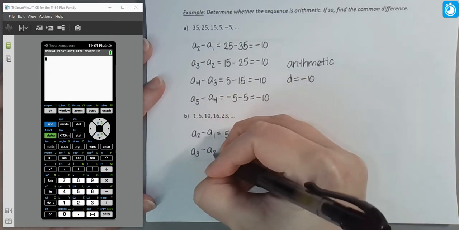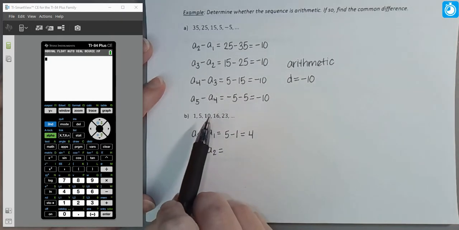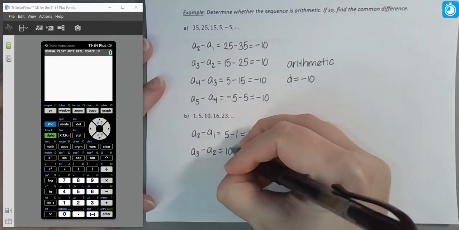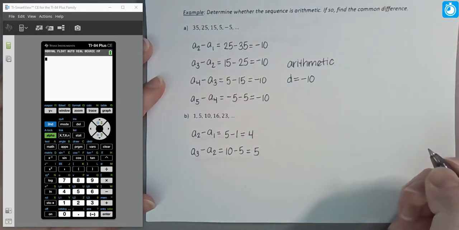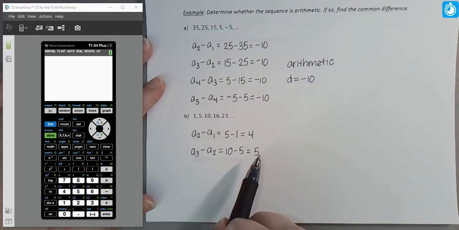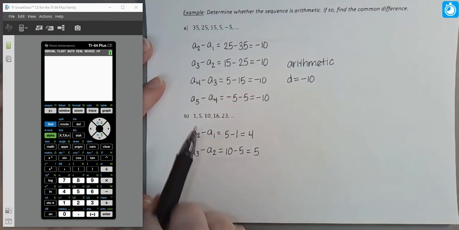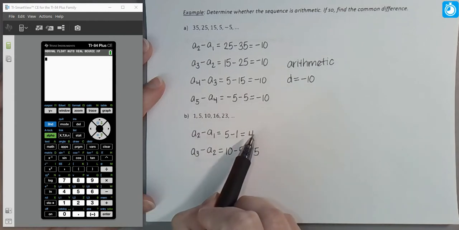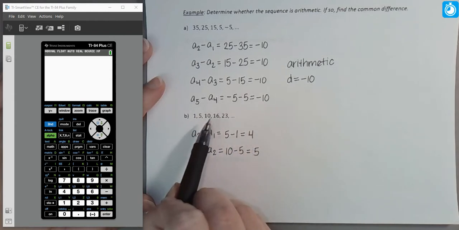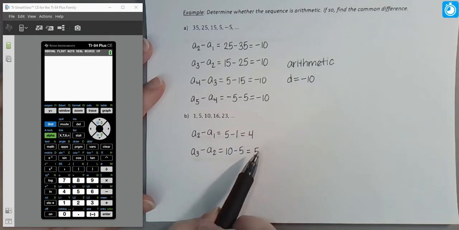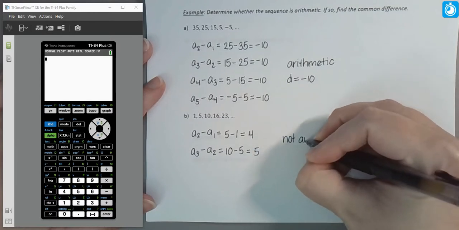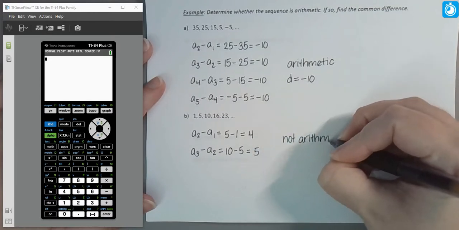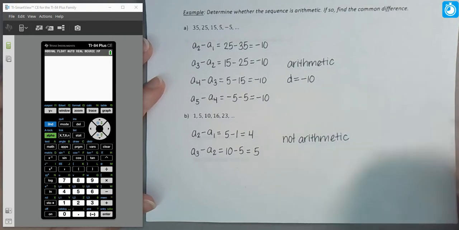So what about the third and the second term? Well, a sub 3 is going to be 10, and then a sub 2 is 5. So 10 minus 5 is going to be 5, and automatically we don't need to go any further because notice these two values don't match. The difference between the first two terms is 4, but there's a larger difference between the second pair of terms. So because this difference is not consistent for every pair of terms, we would say that this is not an arithmetic sequence. It does not meet the requirement that we have for it to be an arithmetic sequence.